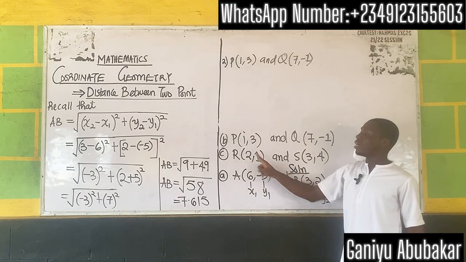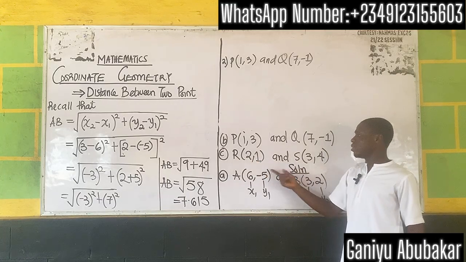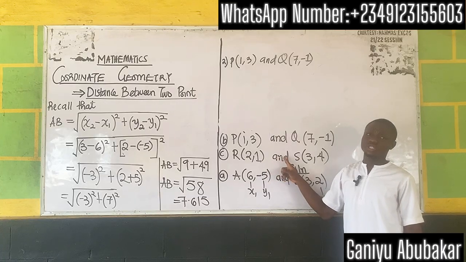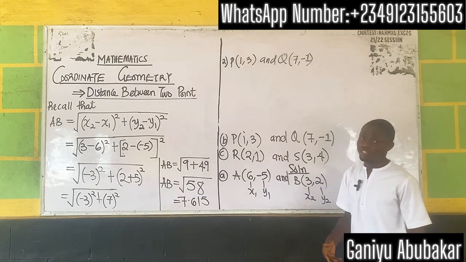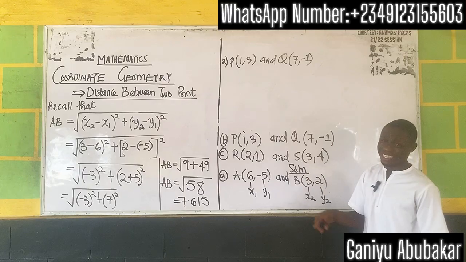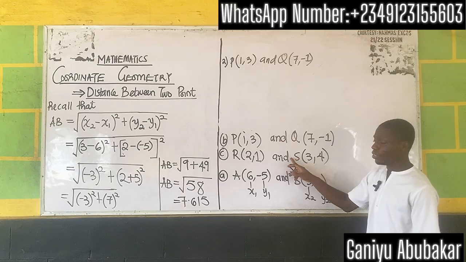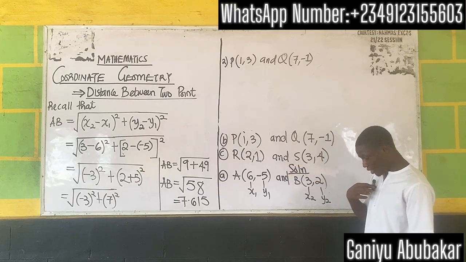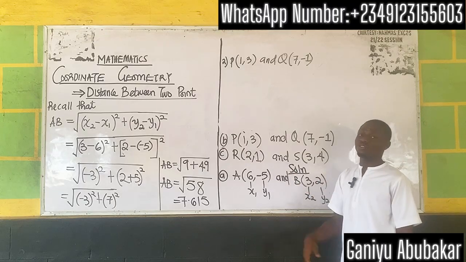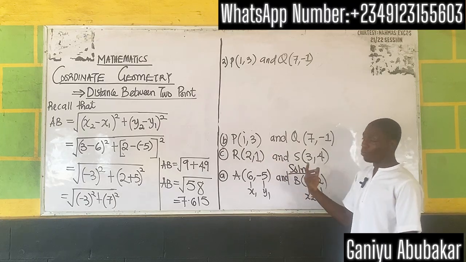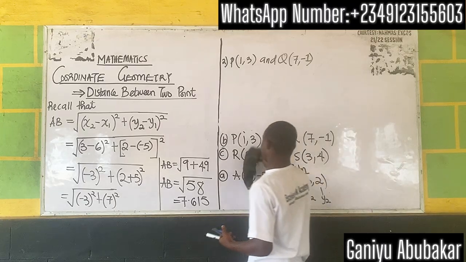Find the distance between R and S for me and leave your answer to question C in the comment section of this video. Right? So do question C for me as an assignment and leave your answer in the comment section of this video. So I'll do B for you. I've done A, I'll do B for you.